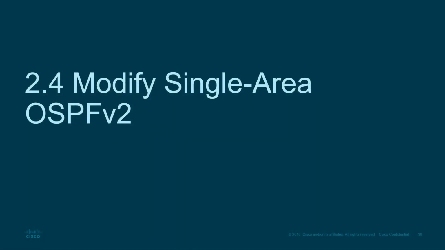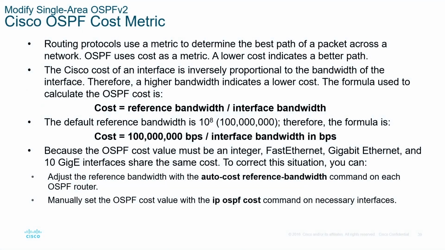Modify single-area OSPFv2. Now, in OSPF, how does a router find out the shortest path? In OSPF, yes, it uses the algorithm. Best path. It uses the algorithm after it gets all the information about all the other networks. So the algorithm needs to find out which one is the best.